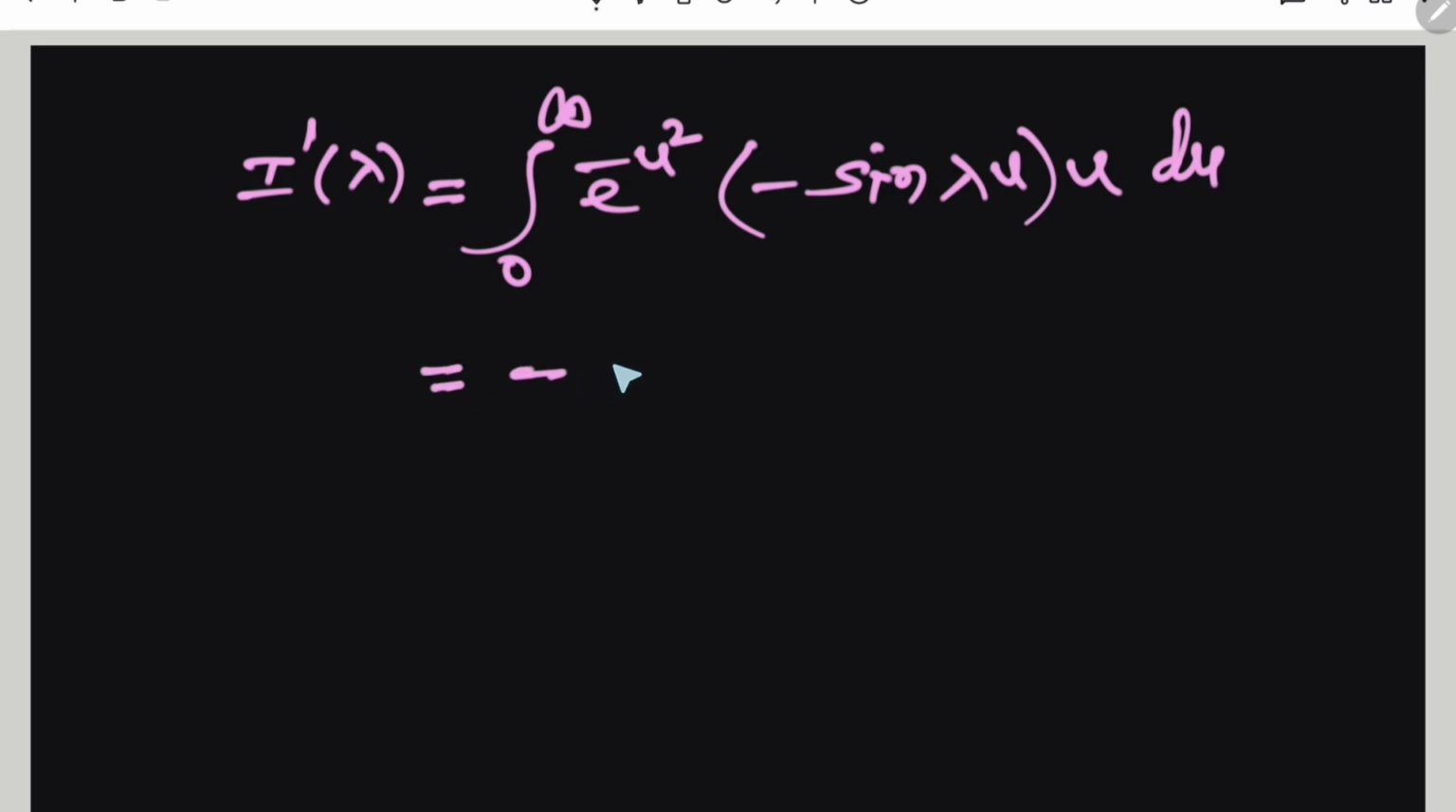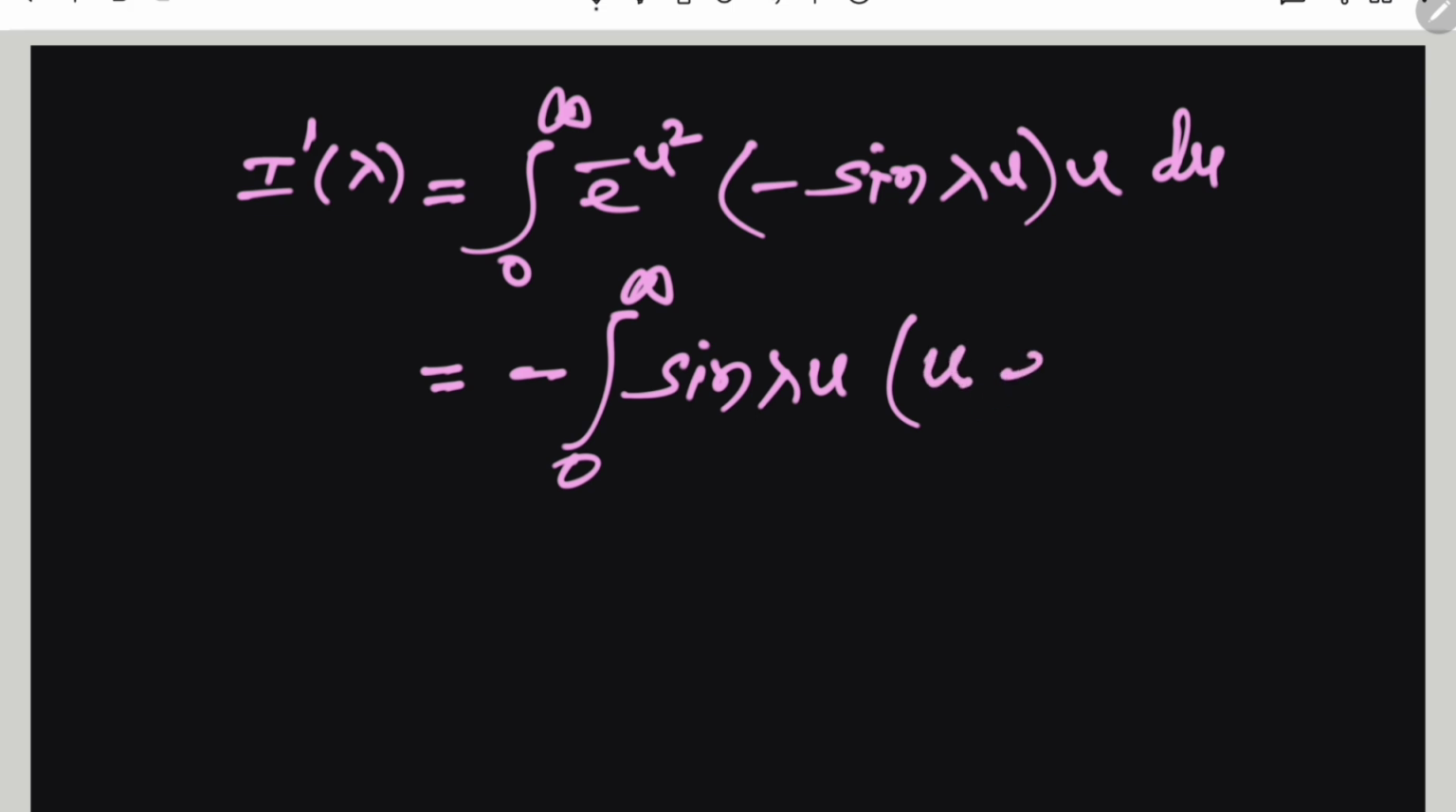Here the minus sign we can take outside, and we make a product of two terms. First one as sin λu, and second as u into e raised to minus u square as the second term, and its integration with respect to u. As it is a product of two terms of u, applying integration by parts for this equation number 3.